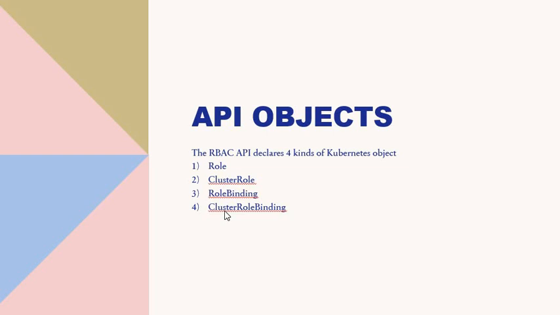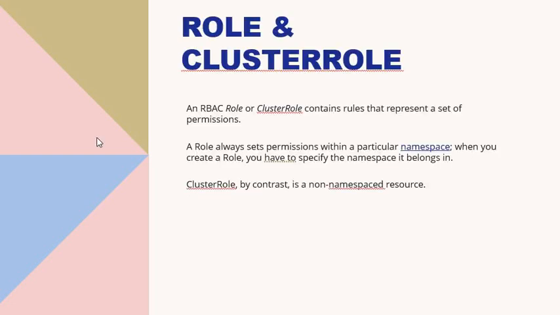The API objects used for RBAC are role, cluster role, role binding, and cluster role binding. So let's understand better what a role is, what a cluster role is, what a role binding is, and what a cluster role binding is. In RBAC, a role or cluster role contains the rules that represent a set of permissions. A role always sets permissions within a particular namespace. When you create a role, you have to specify the namespace it belongs in, as I explained earlier.